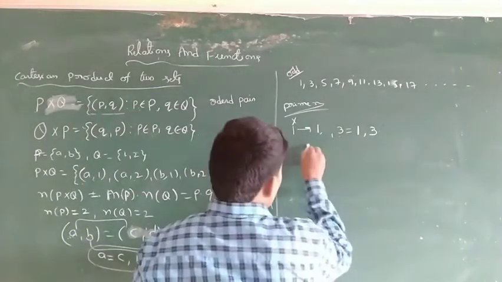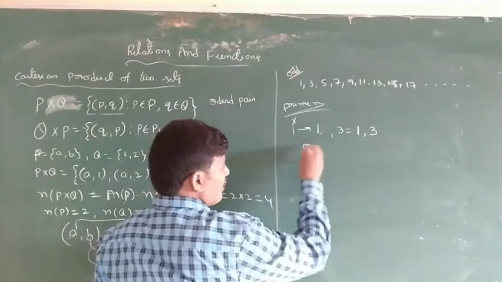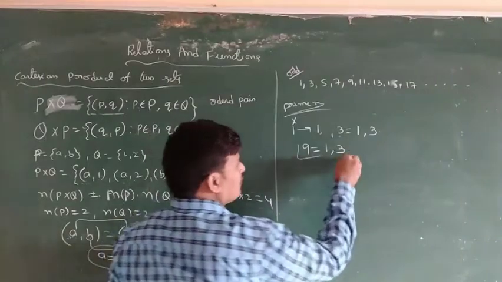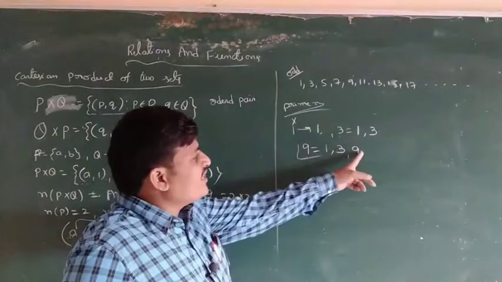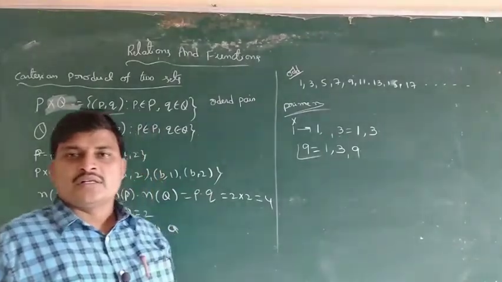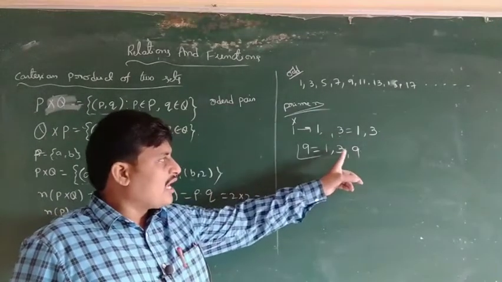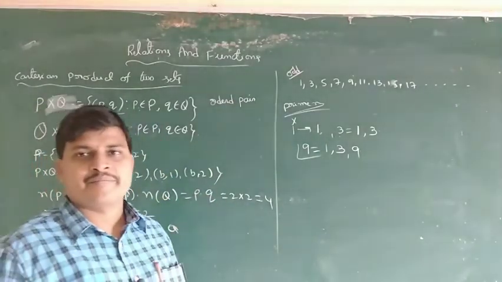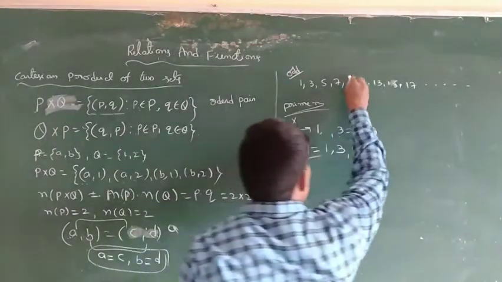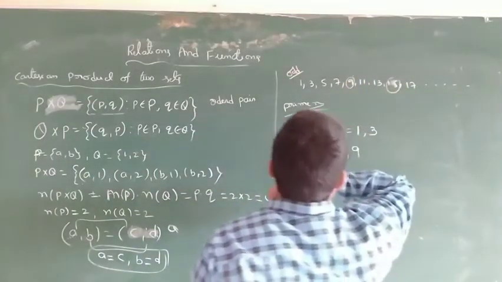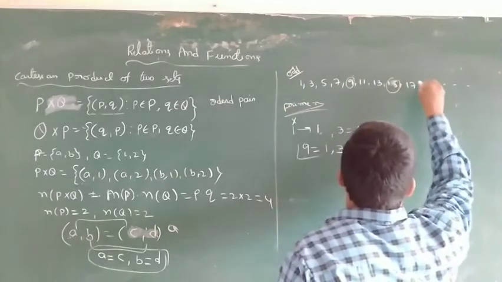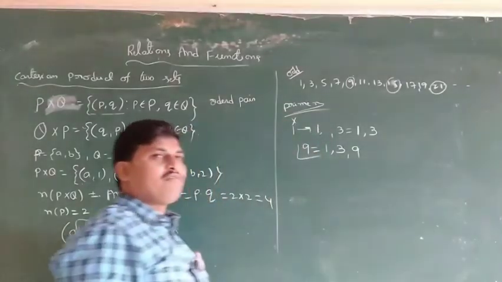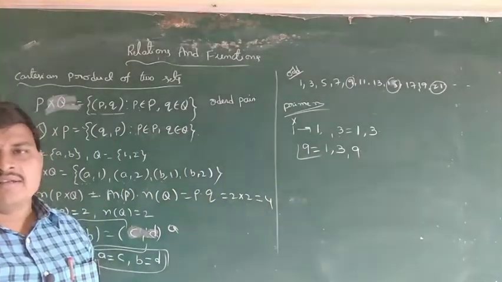For example, 9. 9 has factors 1, 3, and 9. 1 and itself are factors of a prime number, but another factor, 3, is also there. So 9 is not a prime number. 15 is not a prime number. Also 21 is not a prime number because 21 has factors 1, 3, 7, 21.